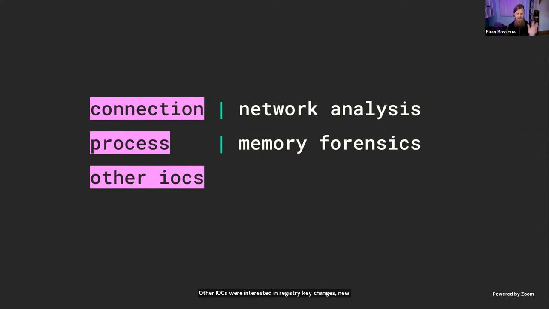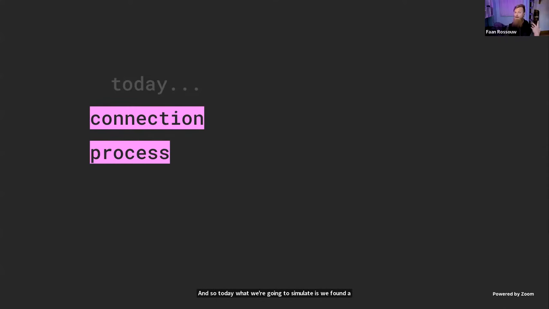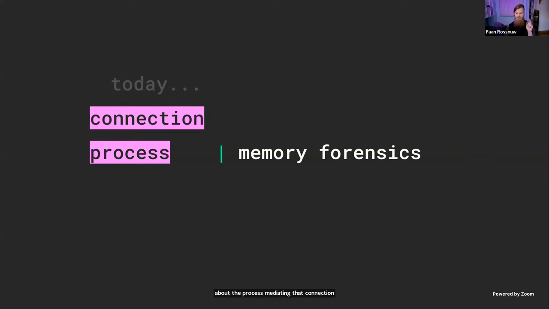And so in this case, to find these other IOCs, or secondary IOCs, most of the time the best tool for that would be to use log analysis. And so today, what we're going to simulate is we found a suspicious connection. Now we want to find out more about the process mediating that connection. And that's why today we're going to be focused on memory forensics.